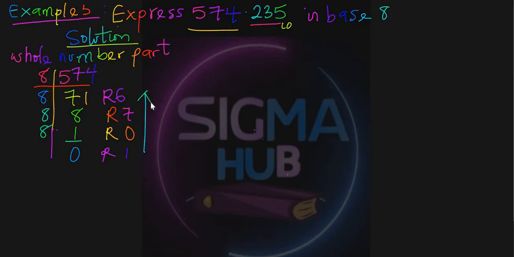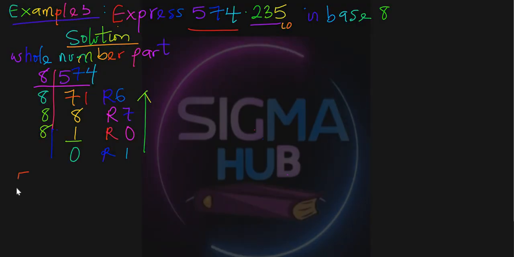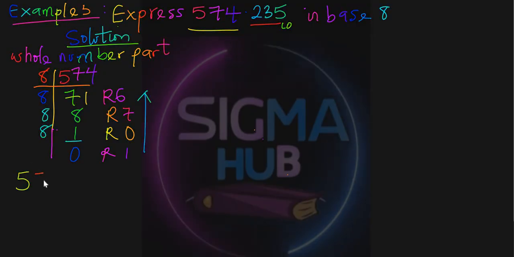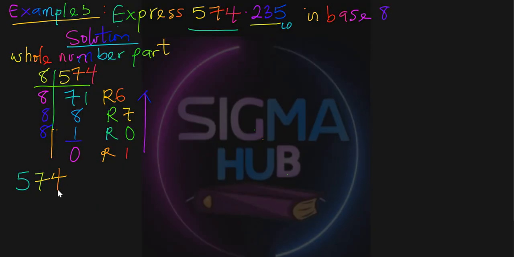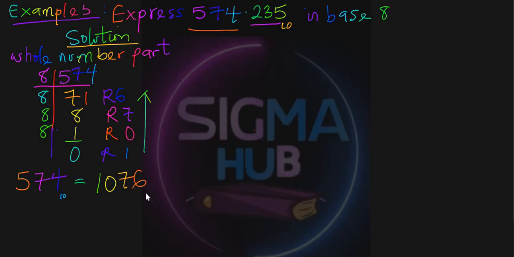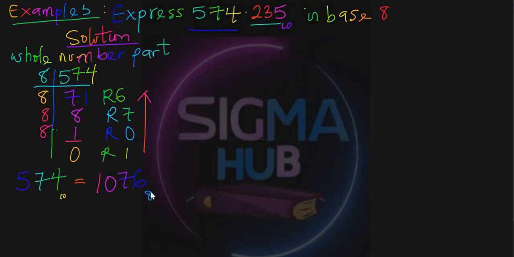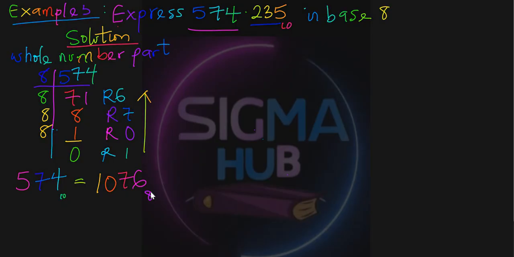So in this case, the whole number part, which is 574 base 10, is going to give us 1076 in base 8. So that's the first part, the whole number part. Then we now consider the second part, which is the decimal part.